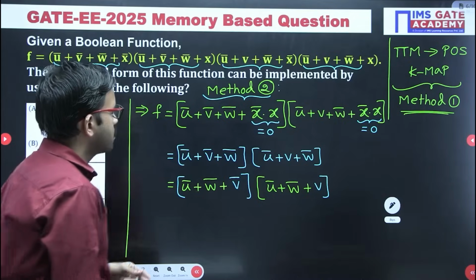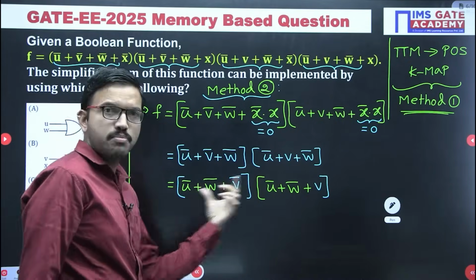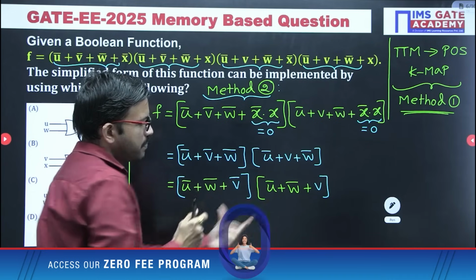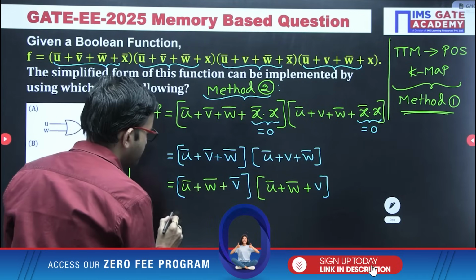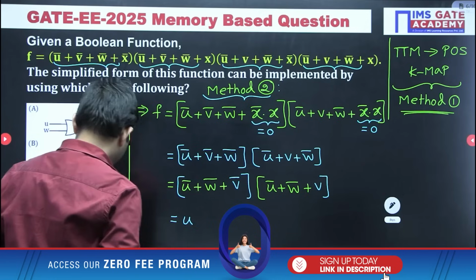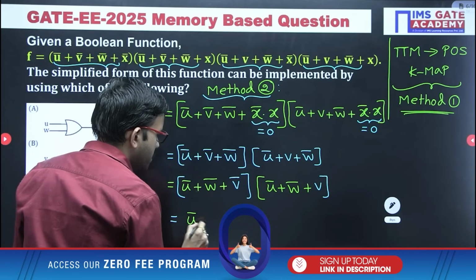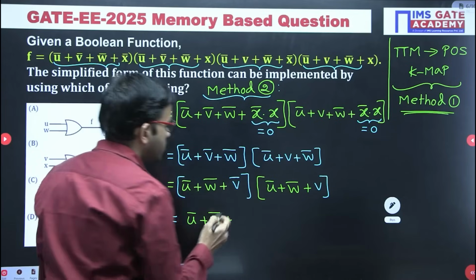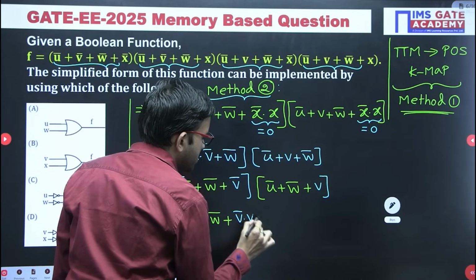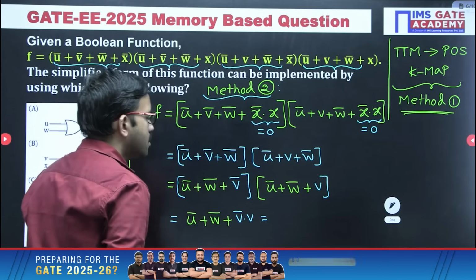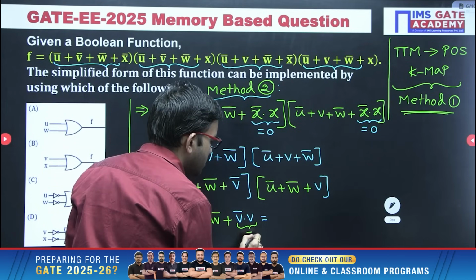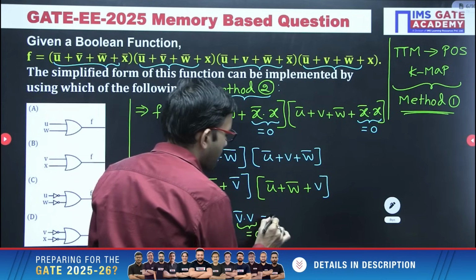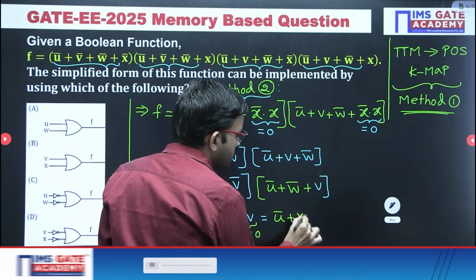Okay, right. So now you can observe in both the brackets, u bar plus w bar is common, you can copy. Now u bar plus w bar, then what are you getting? V bar into v is nothing but 0. So from here this term is anyway 0. Now you are getting these two terms, that means u bar plus w bar.